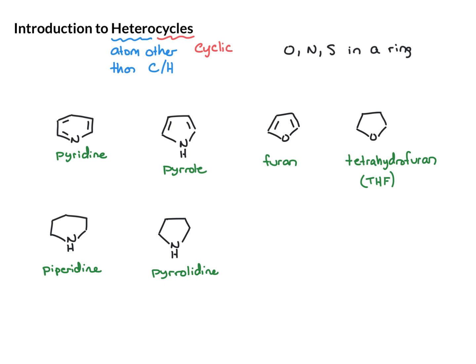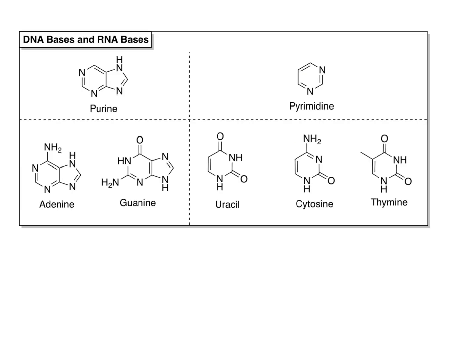One place where we see heterocycles, specifically nitrogen-containing heterocycles, are in the bases that make up the DNA and RNA nucleotides. So let's take a look at those. So we have 2 types of DNA and RNA bases. We have the purine class and the pyrimidine class. The purine class contains this fused 6- and 5-membered ring. The pyrimidine contains a 6-membered ring with 2 nitrogens.